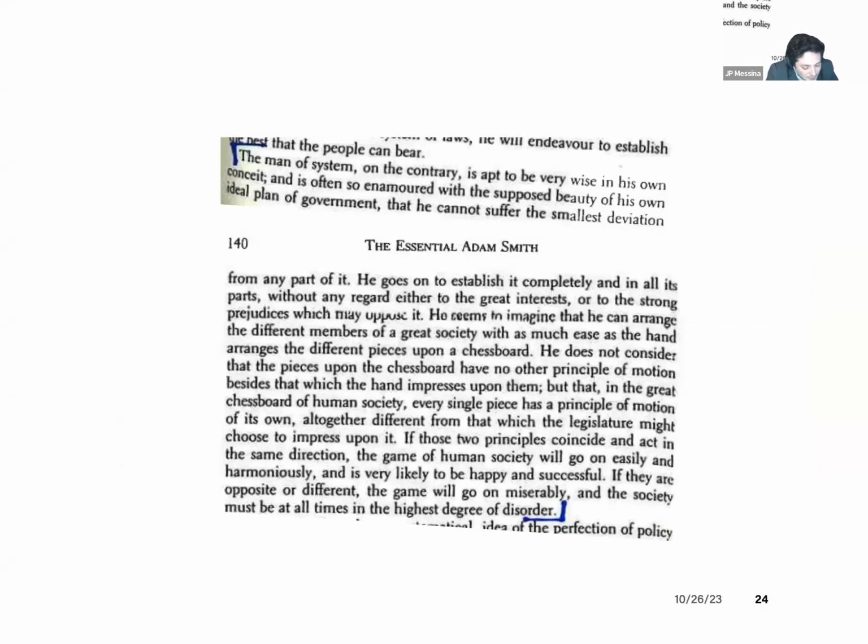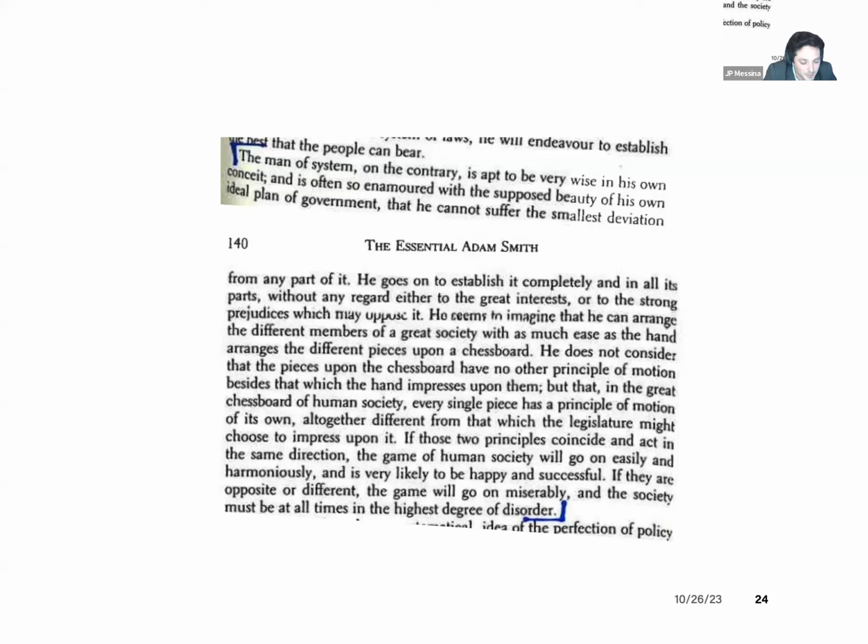Smith, after all, has few kind things to say about the man of system, who is often, quote, "so enamored with the supposed beauty of his own ideal plan of government that he cannot suffer the smallest deviation from any part of it, who goes on to establish it completely in all its parts without any regard either to the great interests or the strong prejudices which may oppose it." The man of system, on Smith's telling, imagines that he can, quote, "arrange the different members of a great society with as much ease as the hand arranges the different pieces upon a chessboard."